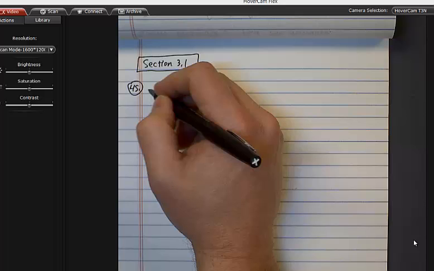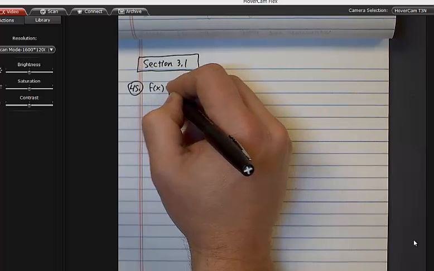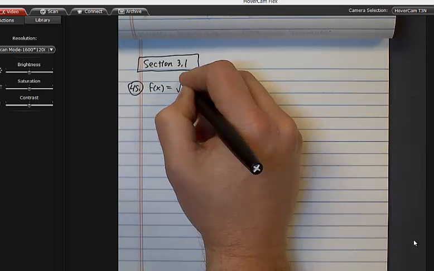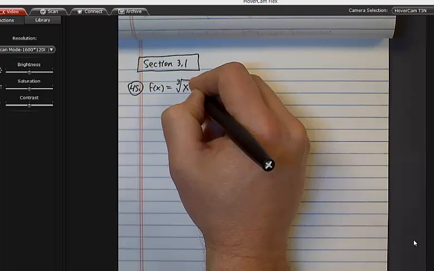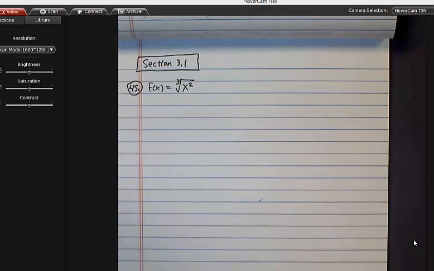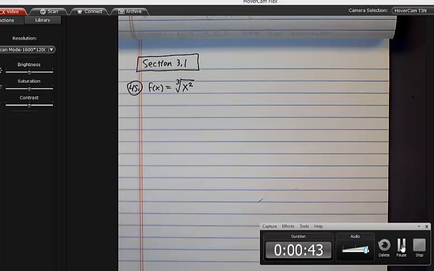So it says f of x equals the cube root of x squared. And you can't see any of that, can you? So let me pause, or else we're not going to do anything. Television audience at home can see.